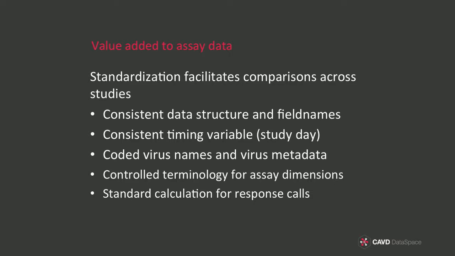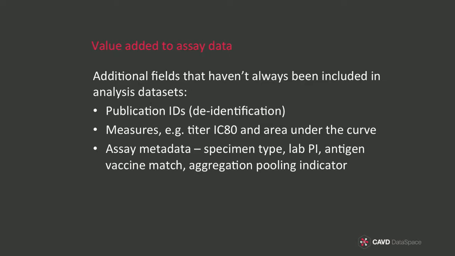And then for some of our assays, we do an additional calculation on a response call. So if a response call calculation has changed over time, we do a recalculation so it's consistent across all the studies. We'll also add in some additional fields that may not have existed in the analysis data sets. So we use publication IDs instead of participant IDs to further de-identify the human subjects. We'll include some additional measures like area under the curve or a titer at a specific concentration that may not have been in the data set originally.